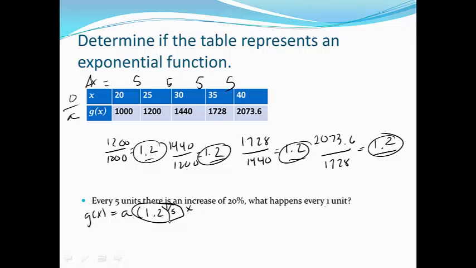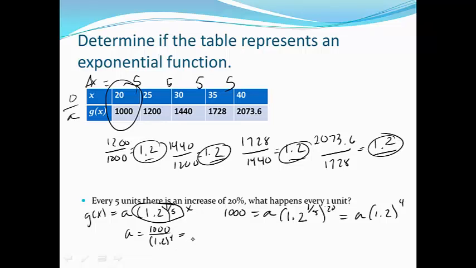In which case, to solve for a, just like a linear function, we need to use one of our points. So let's use 1000. Replace g of x with 1000, and x with 20, in which case we have a times 1.2, 1/5 times 20 is 4, so a is going to be 1000 divided by 1.2 to the 4th. I try to not calculate anything until I absolutely have to, so that I'm not approximating. Plugging that into my calculator, as with exponential function real-world problems, it can get kind of messy. We get 482.25, and that still is an approximation.